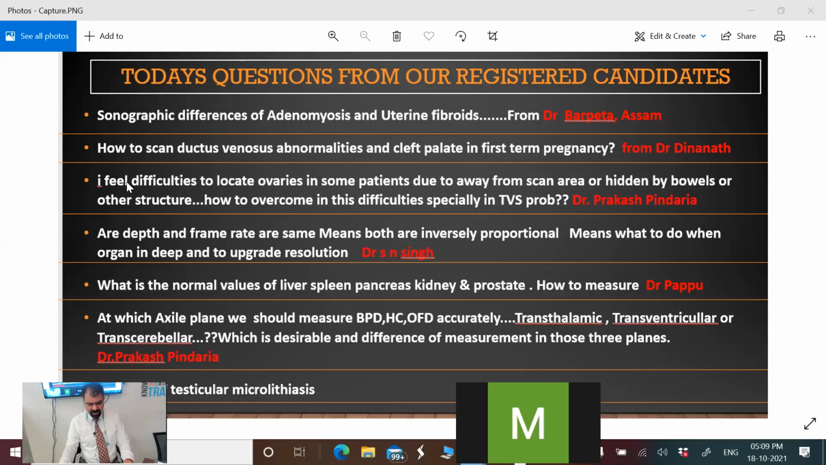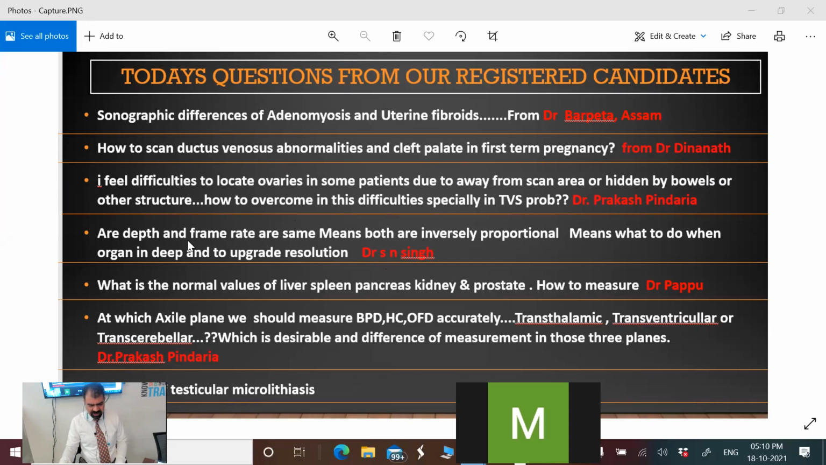Now Dr. Prakash is quoting that I feel difficulties to locate ovaries in some patients due to away from the area or hidden by bowel or other structures. How to overcome this difficulty, especially in TVS probe. So Dr. Prakash is posting how to scan an ovary if it is away from the uterus. So I'm summing up the question.